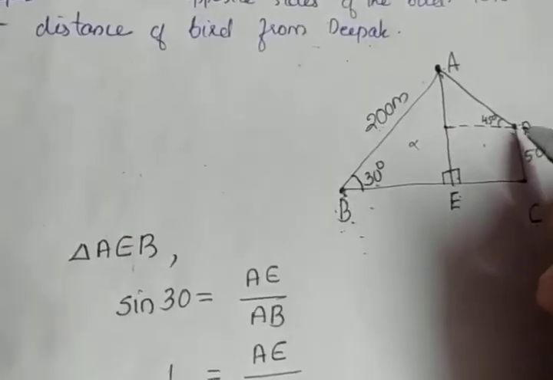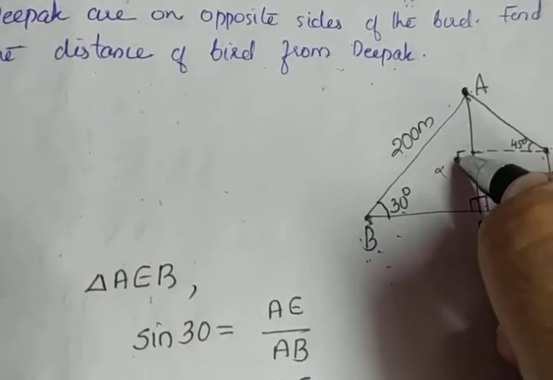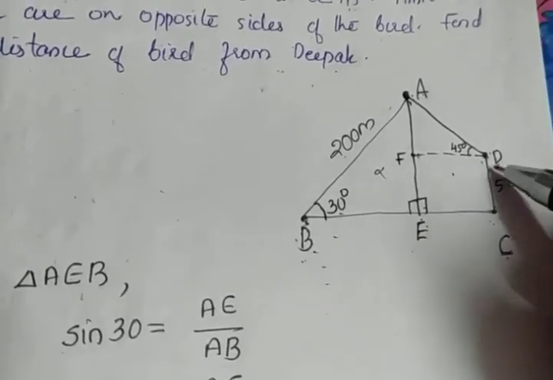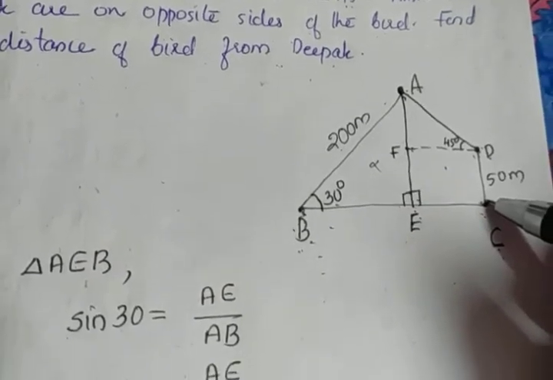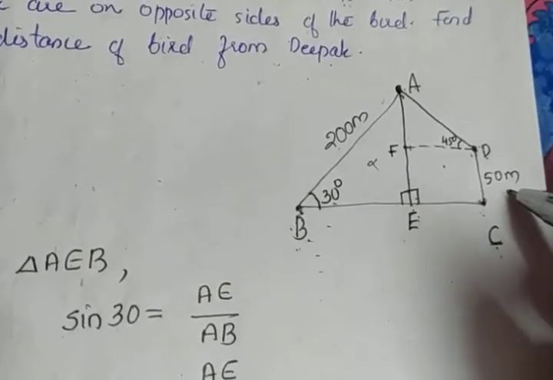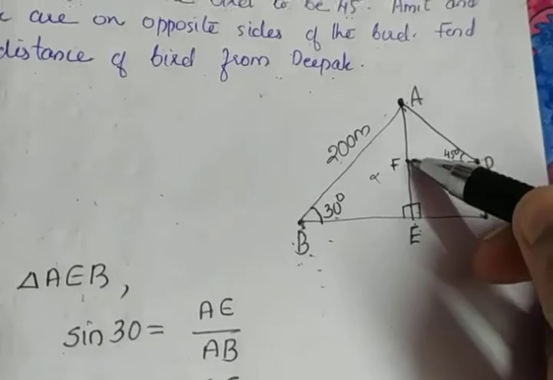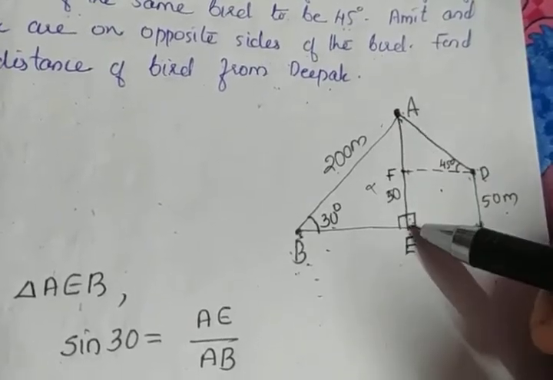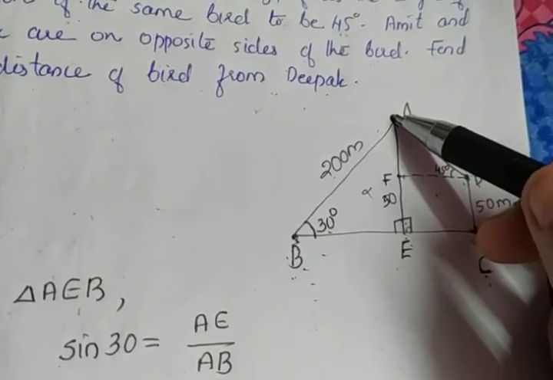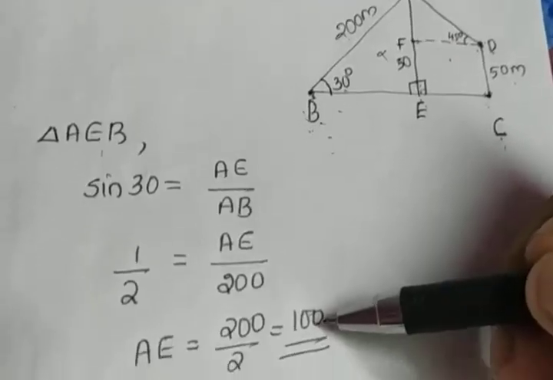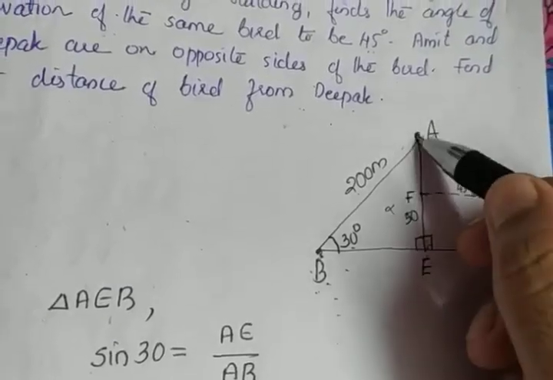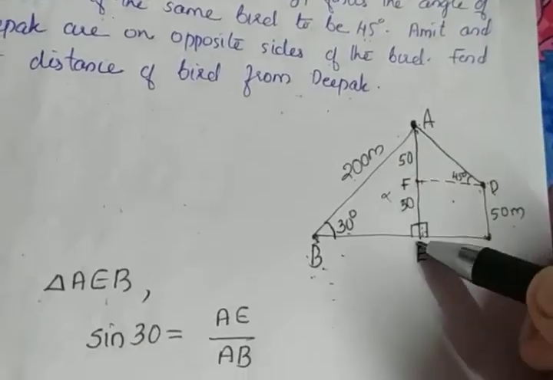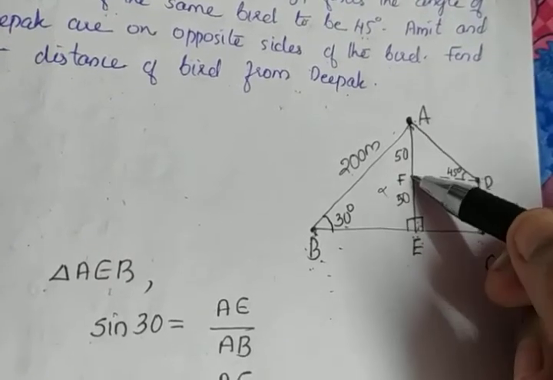Again, if I mark the perpendicular which meets AE as F, can you say the length of EF? EF will be the same as CD, isn't it? CD was the building in which Deepak is standing, and the height of the building is given as 50 meters. So CD will be equal to EF, which is 50 meters. And we got AE, that means the height at which the bird is flying from the ground level, as 100 meters. Then can you say what is the length of AF? It will be 100 minus 50, which gives you 50. Total is 100, this much is 50. That means AF is 50.